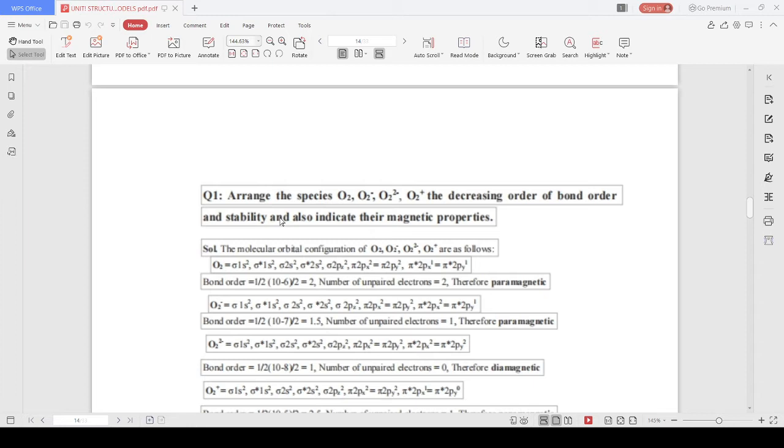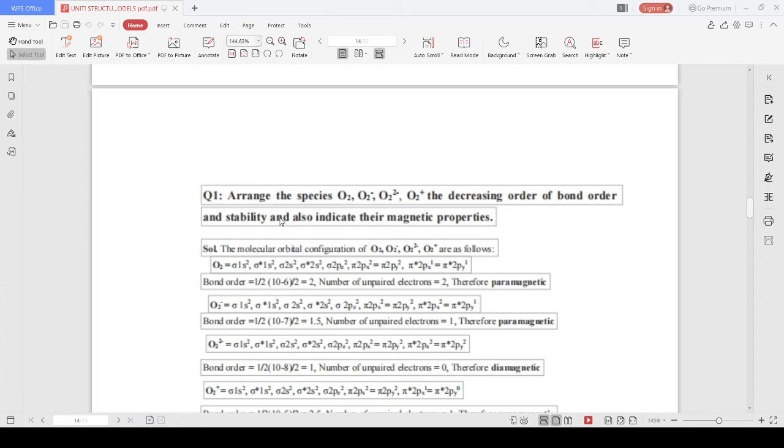And another one, O2 2 minus: sigma 1s2, sigma star 1s2, sigma 2s2, sigma star 2s2, sigma 2px2, pi 2py2 equal to pi 2pz2, pi star 2py2 equal to pi star 2pz2. Number of bonding electrons 10 minus number of anti-bonding electrons 8, bond order is 1. Number of unpaired electrons 0. Therefore, diamagnetic, with full pairs of electrons in the orbitals. So that is called diamagnetic nature.